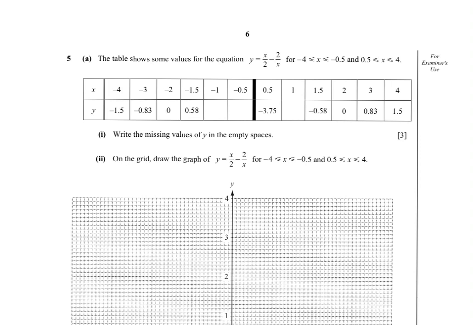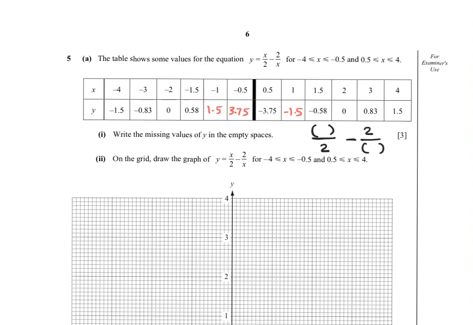You can write x over 2 minus 2 over x. Inside this bracket, put a -1 to find the first value, put a -0.5 to find the second one, put a 1 to find the third one. You will find these values. When x equal -1, y equal 1.5. When x equal -0.5, y equal 3.75. When x equal 1, y equal -0.5.